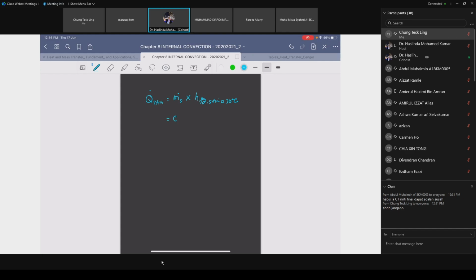So now 0.12 times 2431. What is the answer? And the unit is kilojoule per kilogram. Can you calculate? The answer must seem unrealistic. 291.72. This is in kilojoules. Okay, leave it in kilojoules for now.